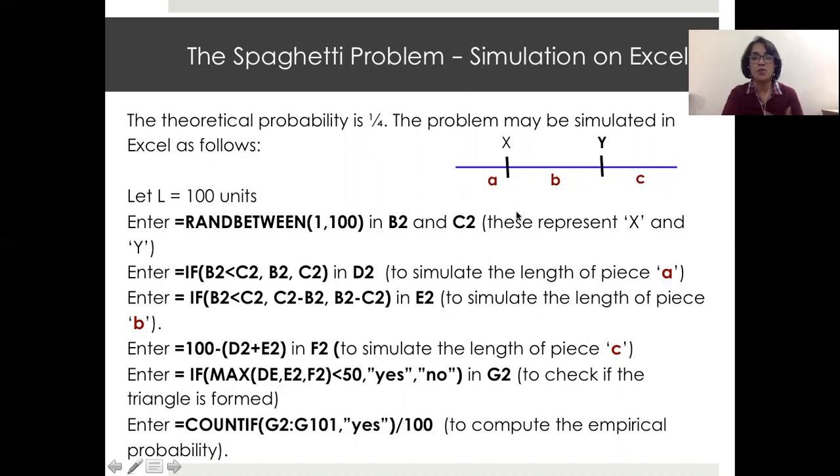And finally, how will we check that A, B, and C actually form a triangle? For that, we need to check the maximum value of A, B, and C. If it is less than 50, then a triangle will be formed. Otherwise, a triangle will not be formed. Now, suppose we simulate a large number of these. So let's say we have 100 simulations of broken spaghetti sticks. In each case, we will get an A, B, and C, and we have to check whether these three form a triangle or not. The yeses will indicate the cases where a triangle has been formed, and we can count the number of yeses.